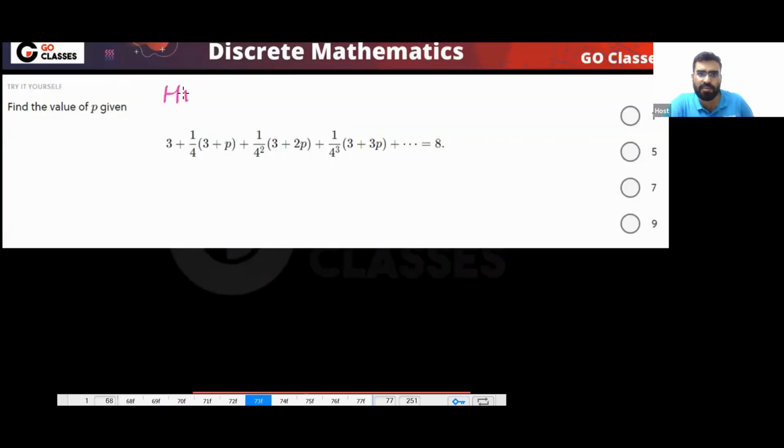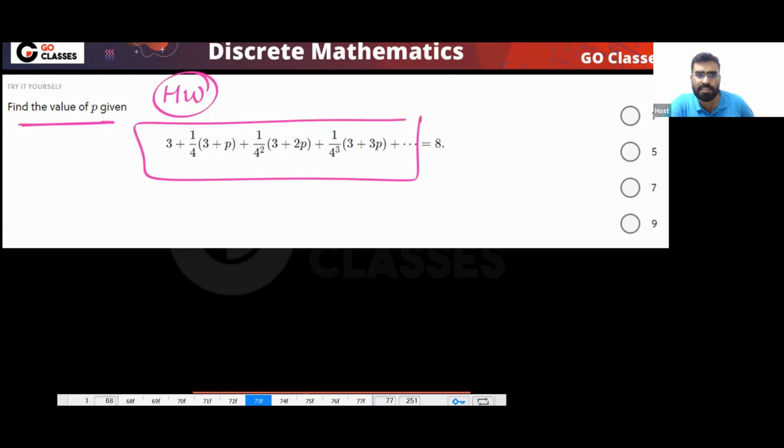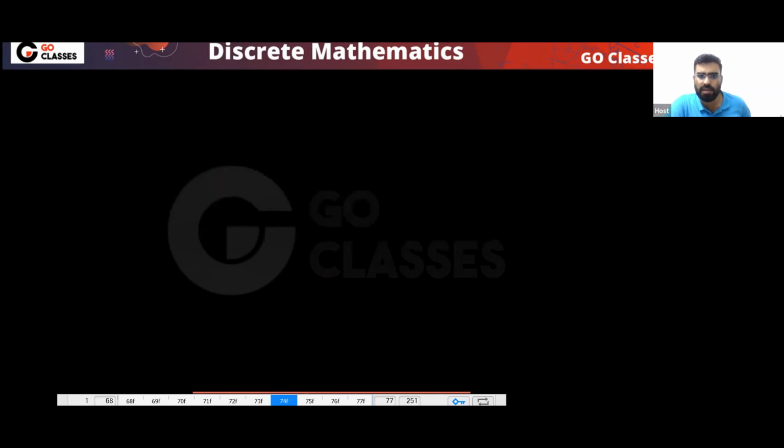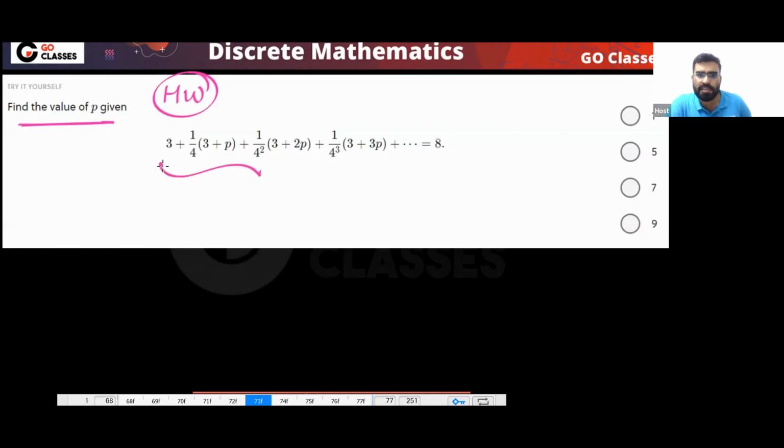This question also I am giving you as a homework. This is asking the value of P so that this infinite AGP summation is 8. This is an infinite AGP and the summation is 8. So the question is, what is the value of P? Okay, can you do this? Very simple. Is this in the desired format? You tell me. Is this already in the desired format?